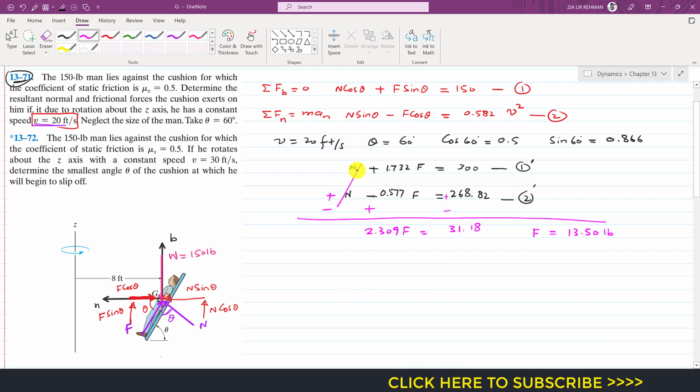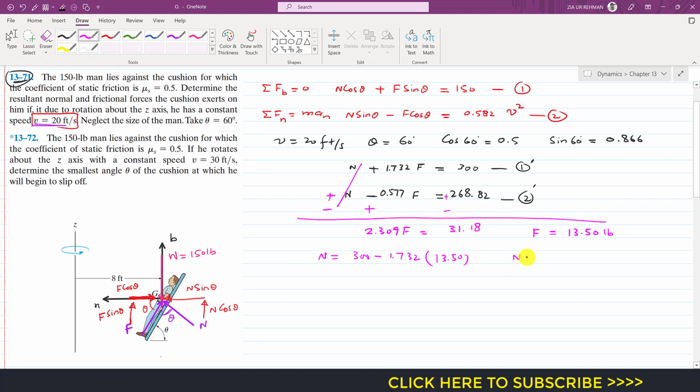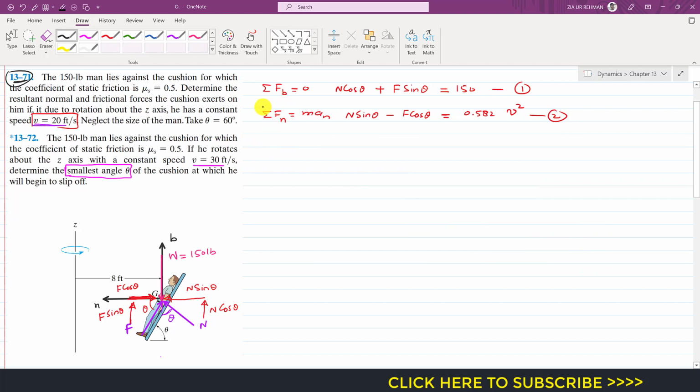Now to find this normal force N, we can put this F value in equation 1. From equation 1 we can write that N is equal to 300 minus 1.732 F, and the F value is 13.50. So 300 minus 1.732 into 13.50. So N is 276.62 pounds.